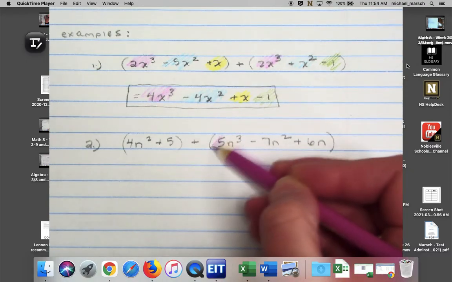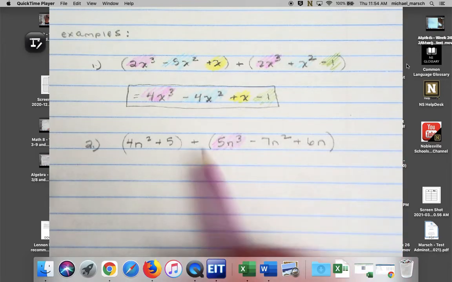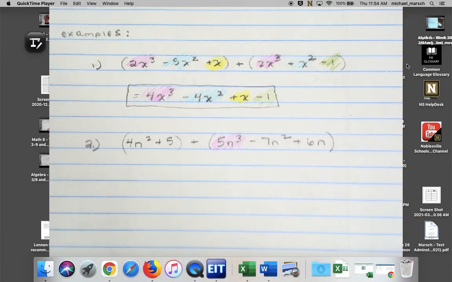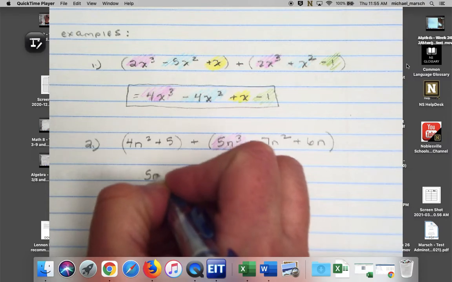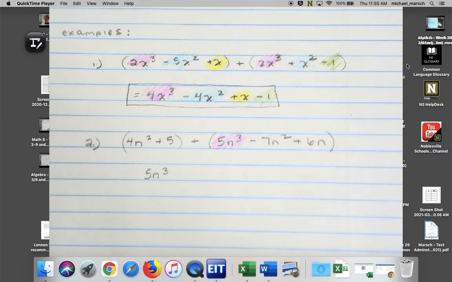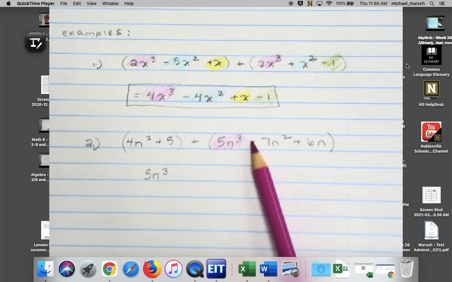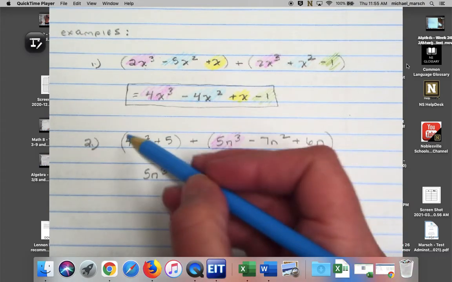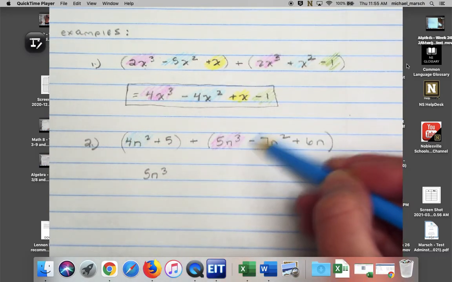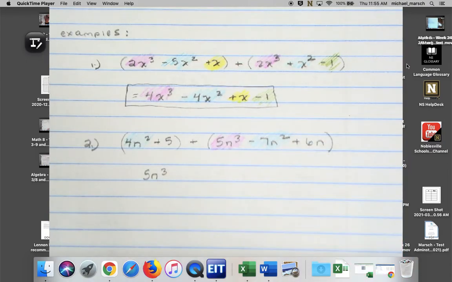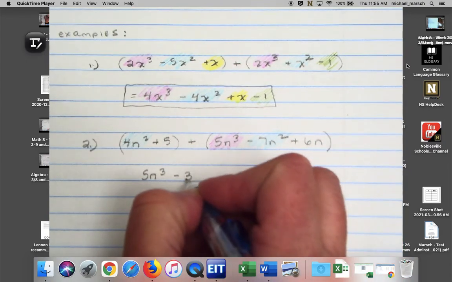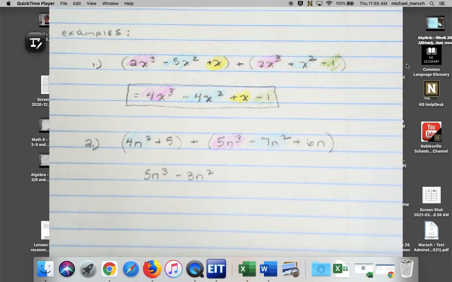I have a 5n to the third over here. Do I have anything over here that has n to the third? Nope, so that's going to be my first term. So you only add them together if the variable and exponent are the same. That's the only time you can combine them. Okay, and then my next one is 4n squared and negative 7n squared. So now I've got negative 3n squared.